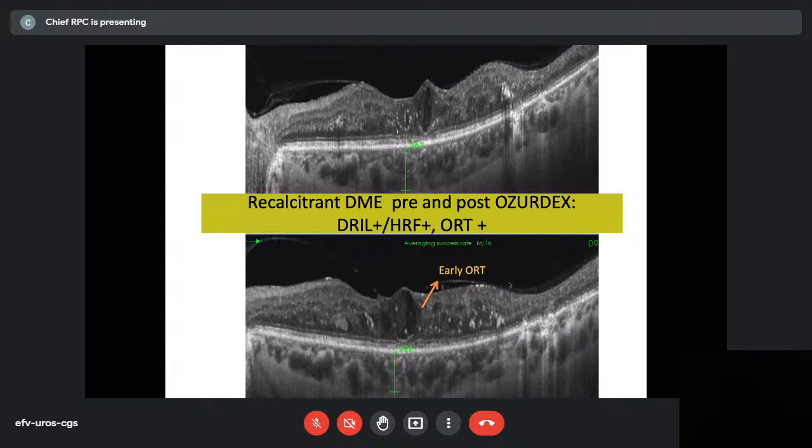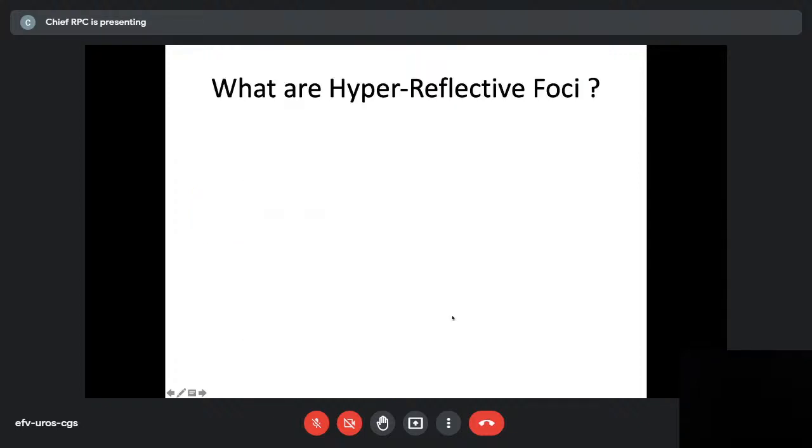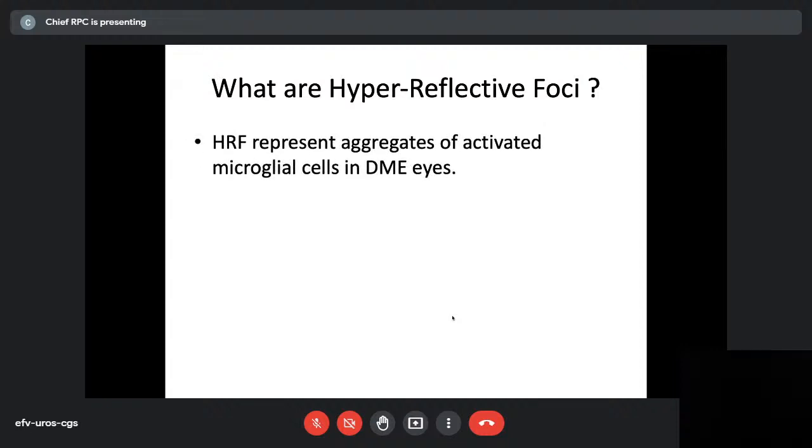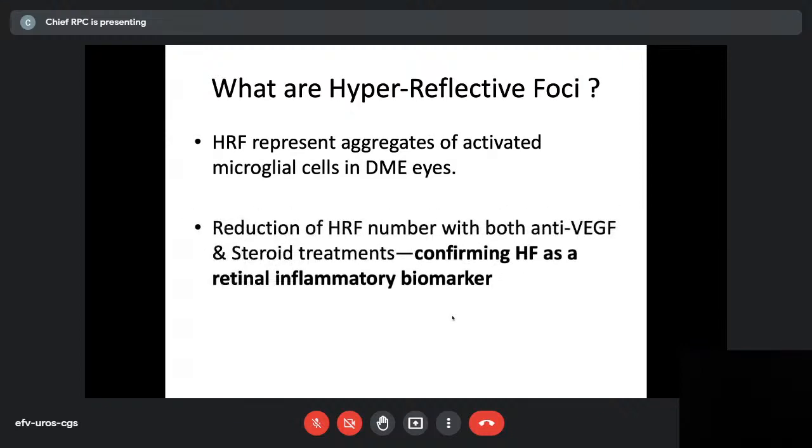So you should know at the cellular level what all is occurring. This is the hyperreflective foci. They may reduce with the anti-VEGFs, but of course when you give Ozurdex, they still look quite many of them. Hyperreflective foci are aggregates of activated microglial cells in DME, and with anti-VEGFs and steroids there's a reduction, but here we didn't see any reduction, confirming hyperreflective foci as an inflammatory marker.